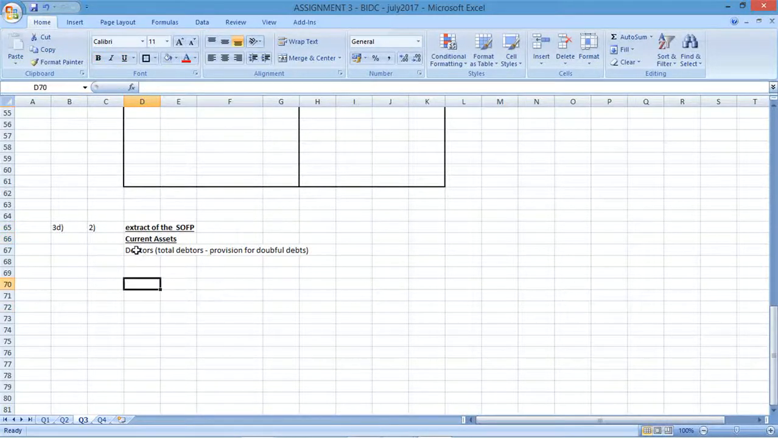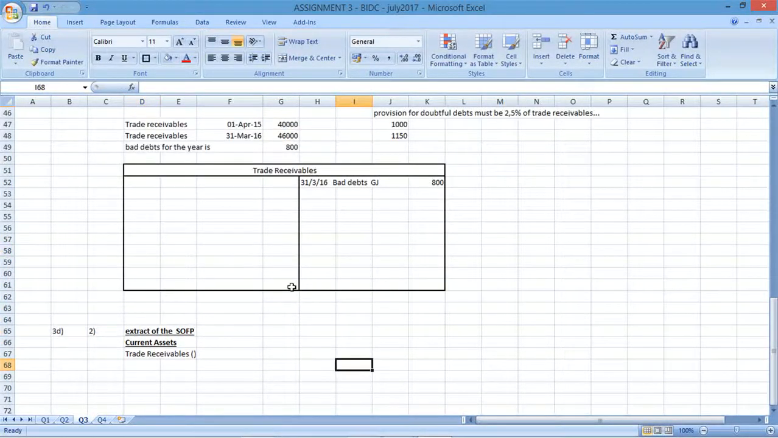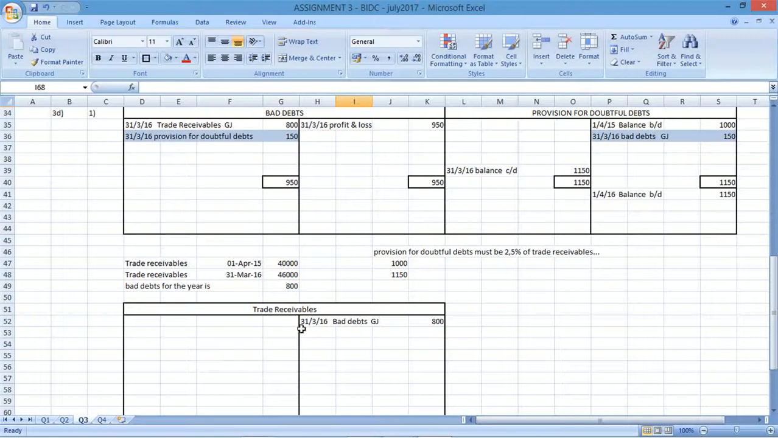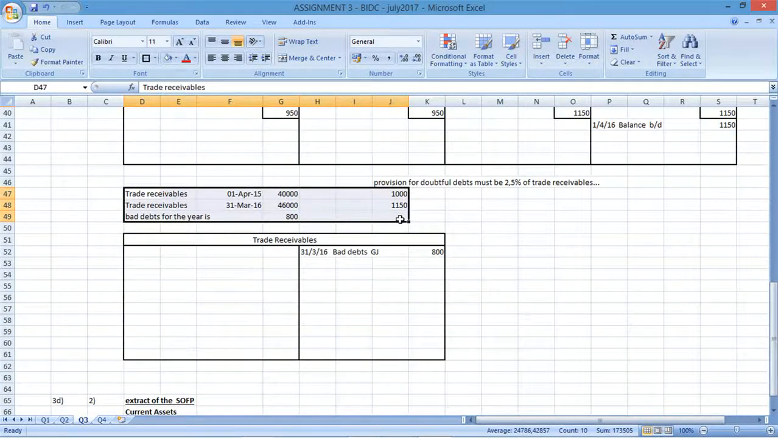Under your current assets section, there will be debtors. We can call this trade receivables just to use the same vocabulary. Trade receivables, and that would be in the total minus the provision. So I would then be showing my total debtors, which I don't know. Did they give? Oh, I do know. They did give that to us. They gave us the opening balances here, so there are the balances.